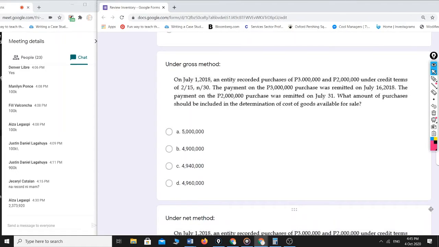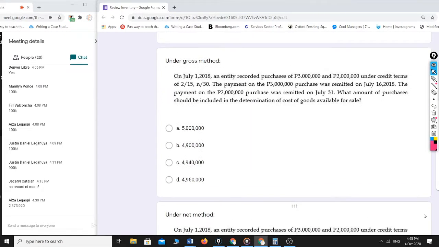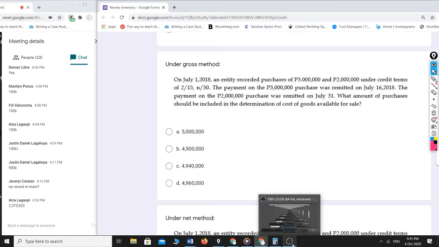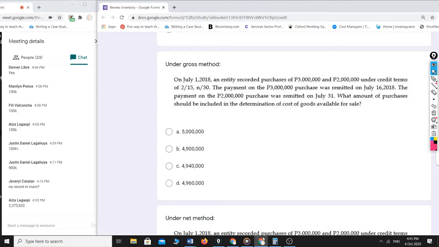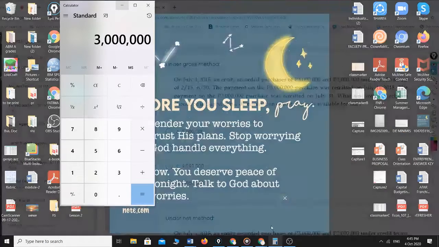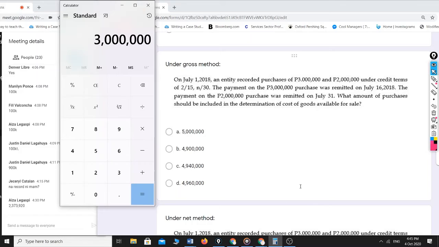So kato guys, sa gross method and net method, between the two purchases, ang na-record, ang naka-avail lang is si 3 million. Pilay purchase discount sa 3 million? That is 3 million times 2%. We have 60,000. Okay? So, minusan na natog 60,000 kay naka-avail siya og purchase discount.